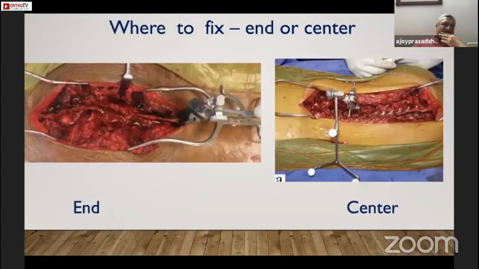Where to fix the mirror? You can fix it at the end, provided your incision is quite short. But if you are doing it for a long segment, it's always better to fix it in the center, so that it doesn't interfere with the fixation of your screws proximally and distally. Otherwise, you need to re-register many times. Therefore, you have to plan exactly, depending on the length of your incision when you're doing open surgery, where you need to fix your mirror.